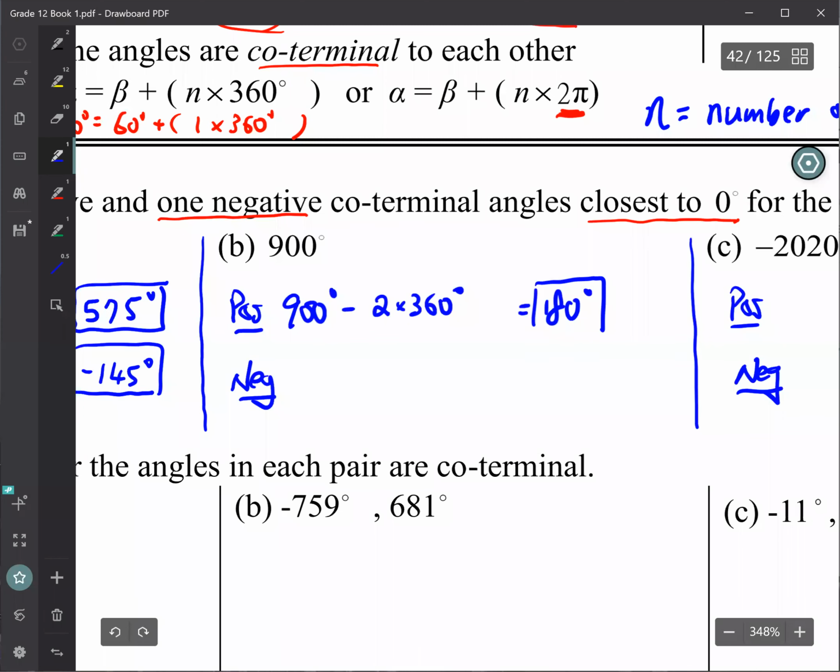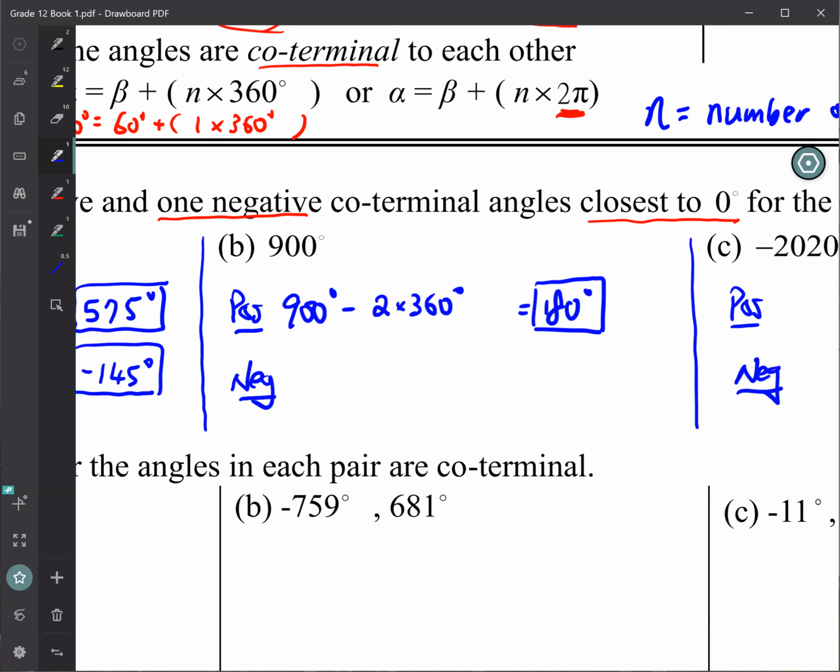So even though it says positive, it doesn't mean that you add 360, right? You want the one that's the closest to 0, otherwise I cannot mark your homework. Everybody will be giving me different answers. Now for the negative.